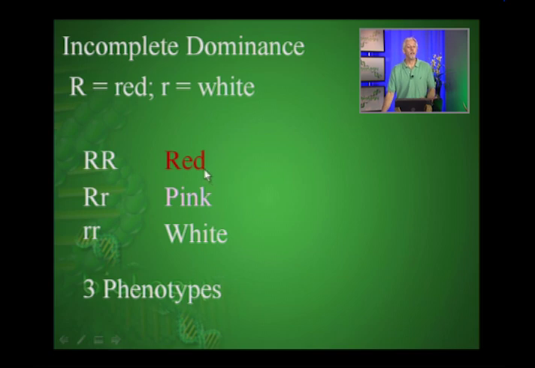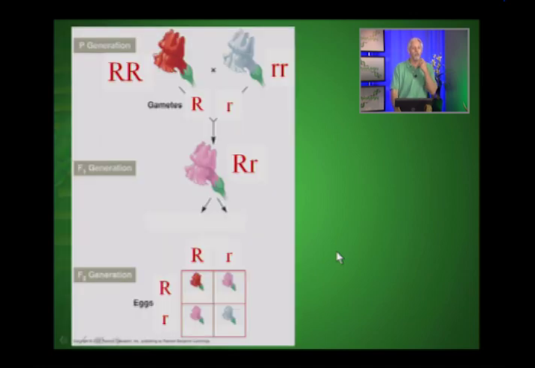Now, what's nice about this is that now phenotype tells you genotype. So again, if you have red, that would be homozygous dominant. Pink flowers with the four o'clock would be heterozygous. White flowers would be homozygous recessive. So when you're working with incomplete dominance, it's actually really easy to work with because anytime you see a phenotype, it tells you what the genotype is.